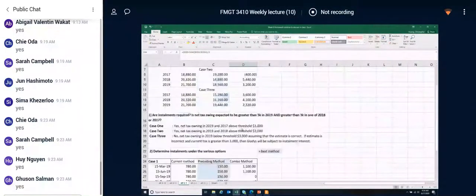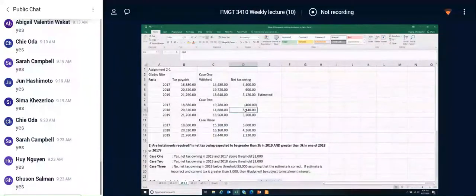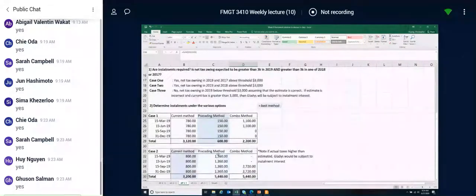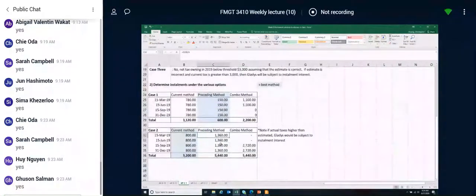Again, combo method, take what you owed in the preceding year, in 2018, back out what you've already paid in the first 2 payments in the year, which is, of course, 0, which is nothing. So this would be 5440 divided by 2. Okay. Preceding method, of course, takes last year net tax owing divided by 4.